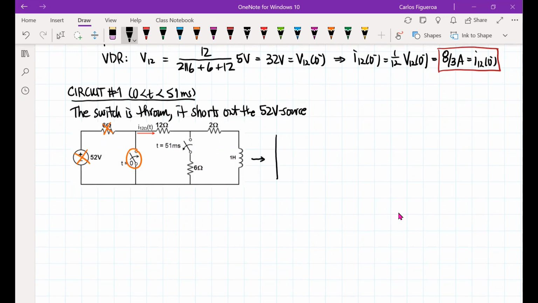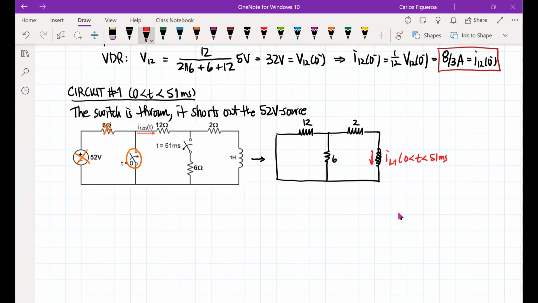I have this resistor. I have my 6, then I have my 2, and then I have my inductor. So here's my 12, my 2, and here's my 6 ohm. And we are interested in this guy. We're interested in two currents. We want IL1 between 0 and 150 milliseconds, and then we want this guy, I12, as a function of t for that interval.